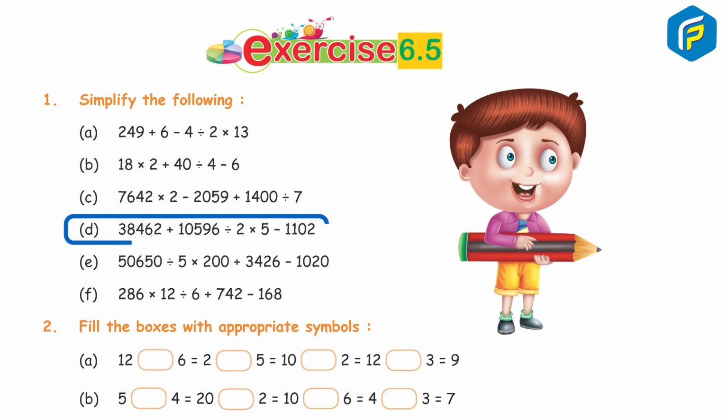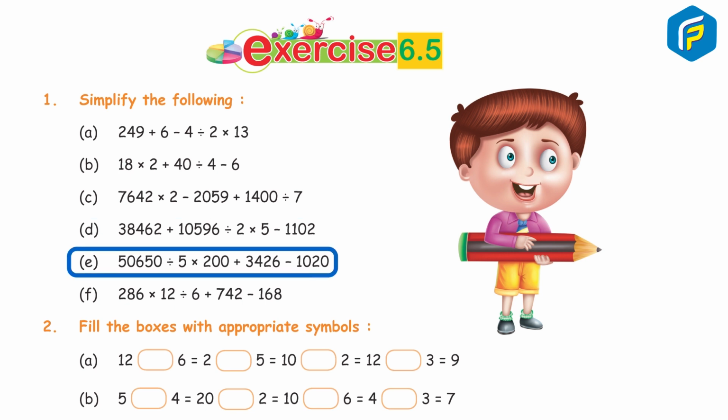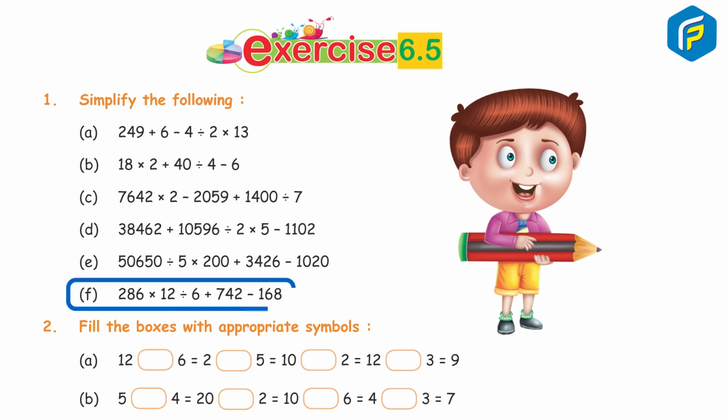13323. D. 38462 plus 10596 divided by 2 into 5 minus 1102. Answer 63850. E. 50,650 divided by 5 into 200 plus 3,426 minus 1,020. Answer 5,08,906. F. 286 into 12 divided by 6 plus 742 minus 168.